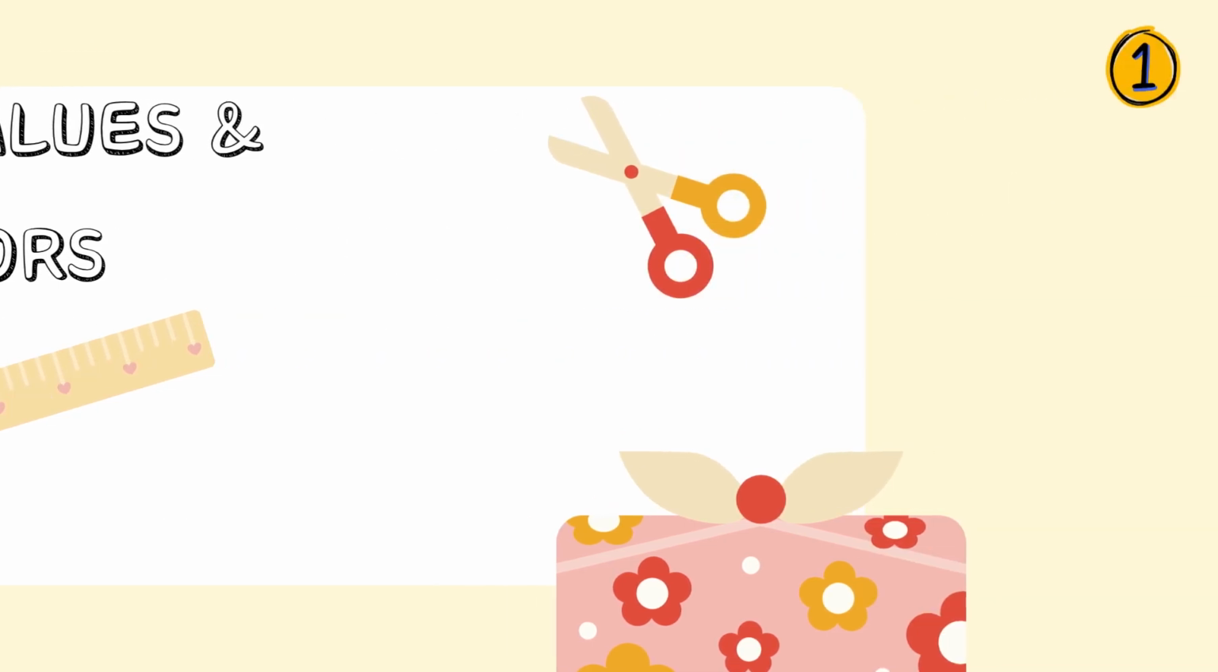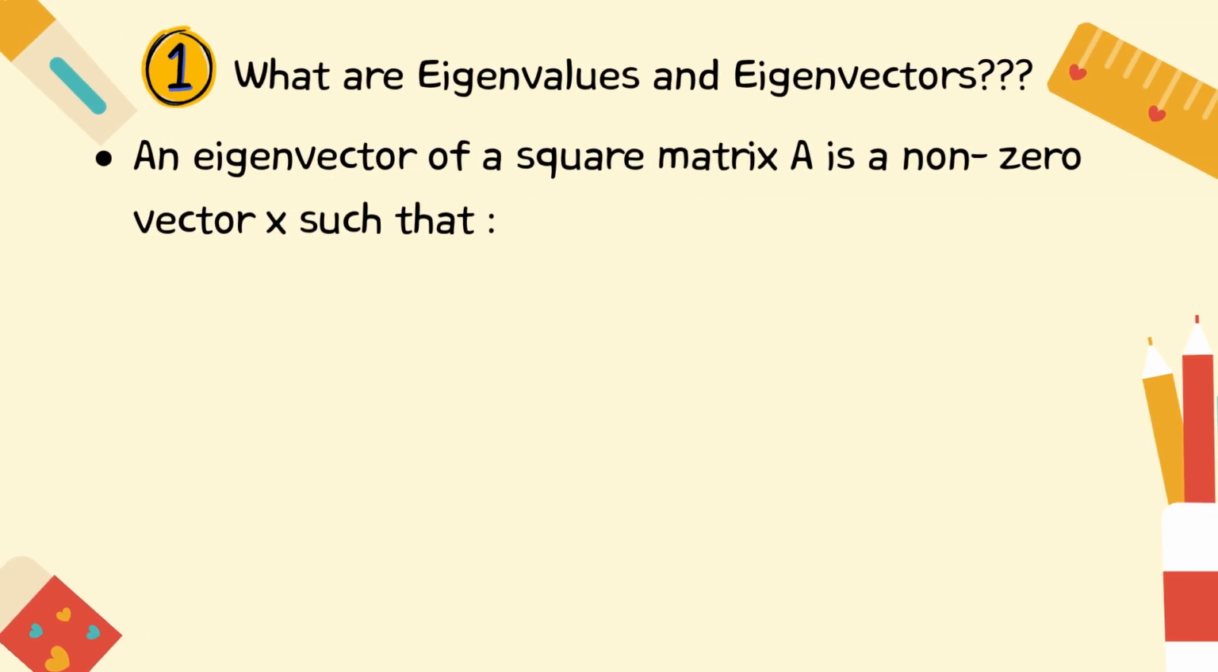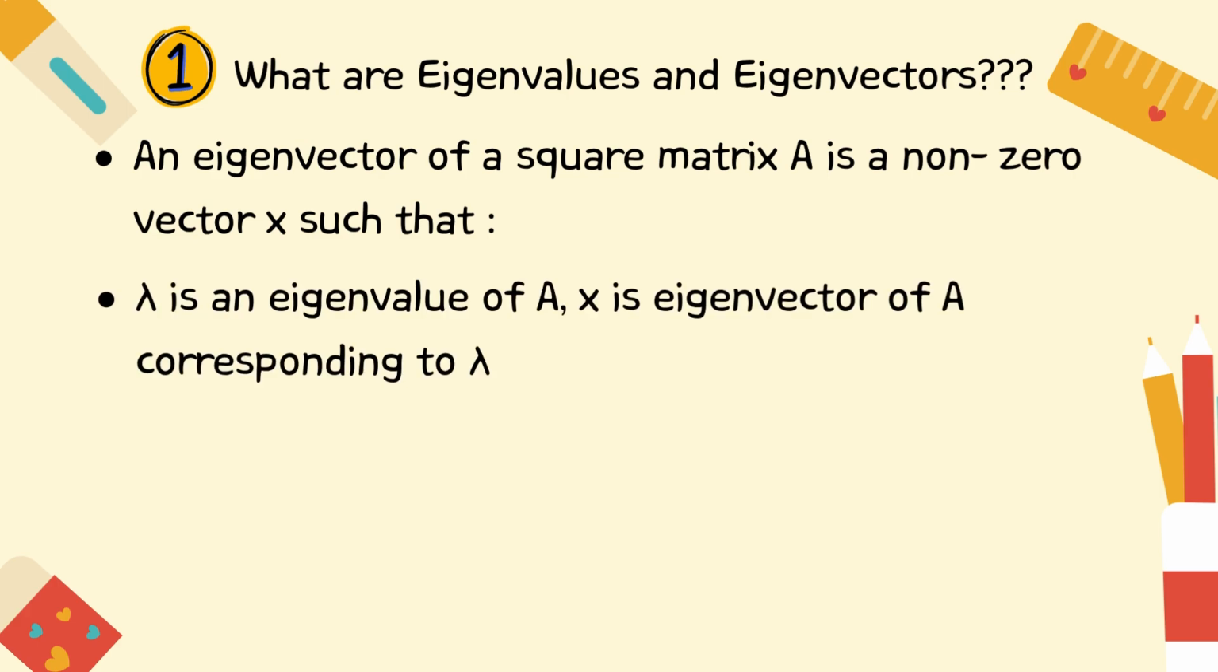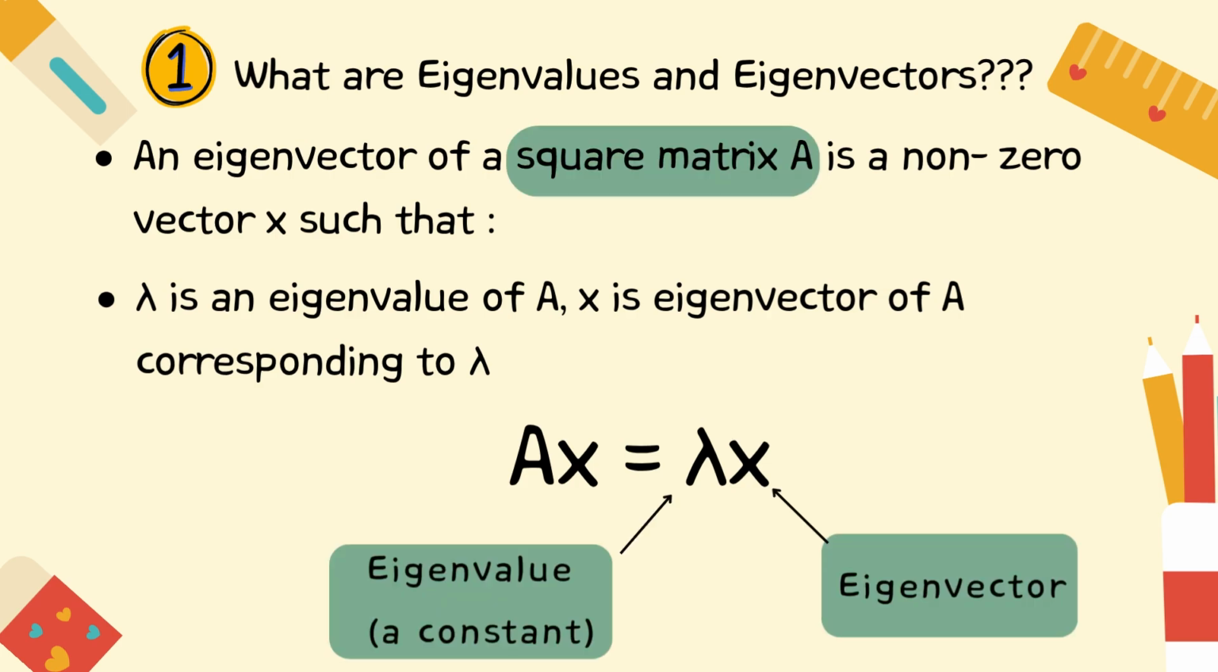Let's get started. First, let's understand the basic definition. An eigenvector is a special vector that when multiplied by a matrix A does not change direction. Instead, it gets scaled by a number called the eigenvalue, denoted by lambda. So, instead of rotating or bending, the vector simply stretches or shrinks. This relationship is written as Ax equals lambda x, where A is a square matrix, x is the eigenvector, and lambda is the eigenvalue. We will show how this works with an example in the next slide.